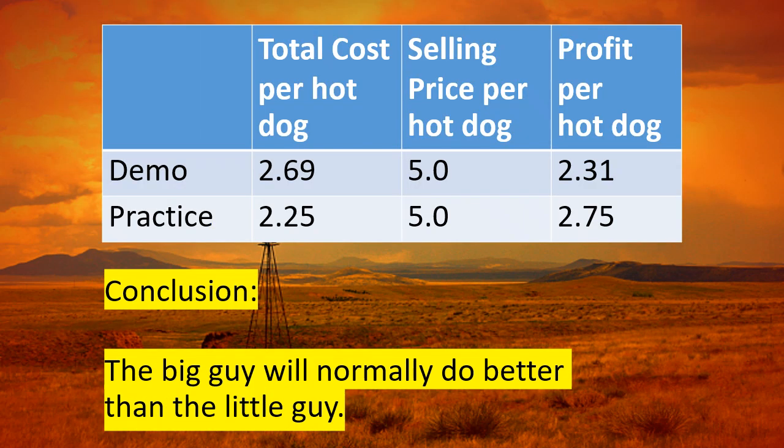So in my demo, the total cost per hot dog was 2.69 baht, the selling price was 5 baht, and the profit was 2.31. In your practice, the total cost was 2.25, cheaper, selling price the same, 5 baht, and so your profit was 2.75, which was bigger. So the conclusion from this is the big guy who's making more will normally do better than the little guy.